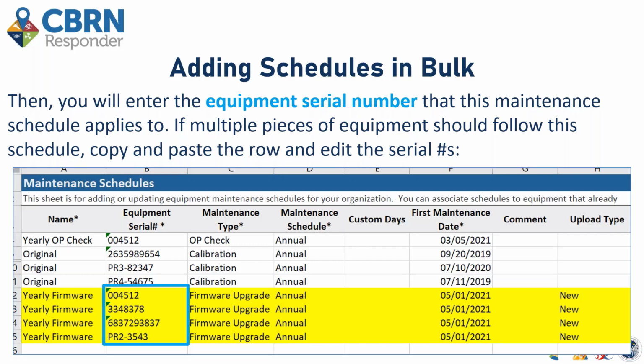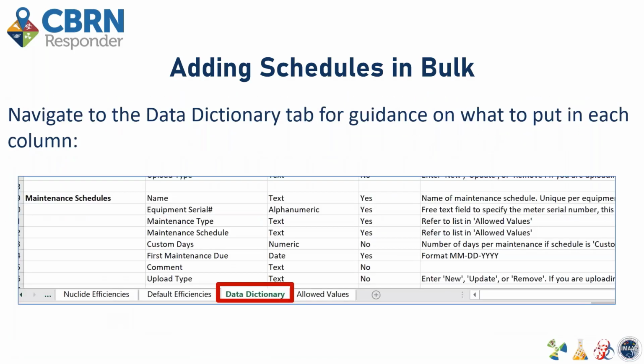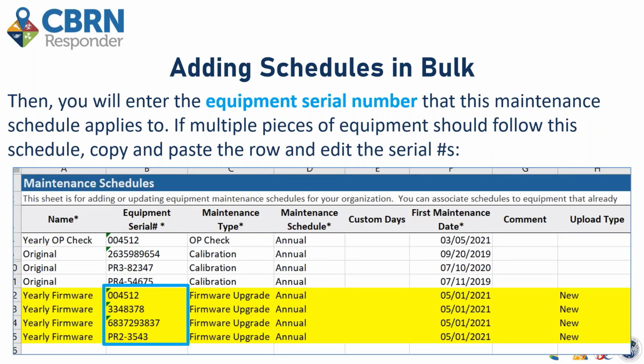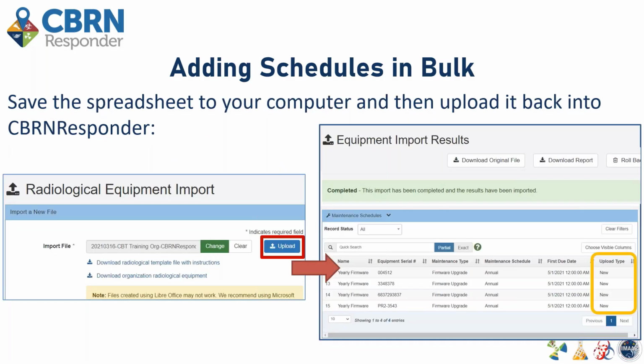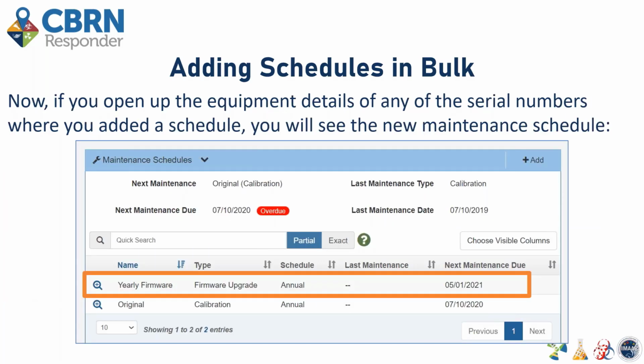So you need to make sure that you have the serial number matched up, which you can find available in the allowed values tab. If multiple pieces of equipment should have a schedule, you can copy and paste that and just update the serial numbers. And once you have your spreadsheet complete, you will upload it back into CBRNResponder and you should see all of your records populate. So again here, if I'm opening up the equipment details of this record, I just imported a schedule for it. I'm going to now see the maintenance schedule of yearly firmware listed here, as well as the maintenance that's next to be updated.